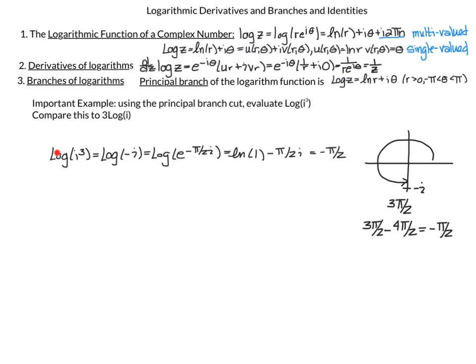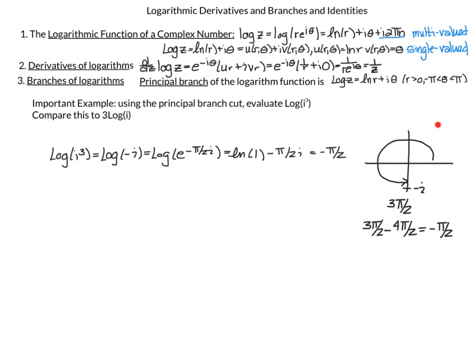So log of i to the third. i to the third is equal to negative i. And now I want to put this in exponential form. Negative i is down here, so from the positive x-axis, that's 3π/2. But we want the principal branch cut, which says that theta has to be between negative π and π. So this is too large. So we're going to subtract 2π.